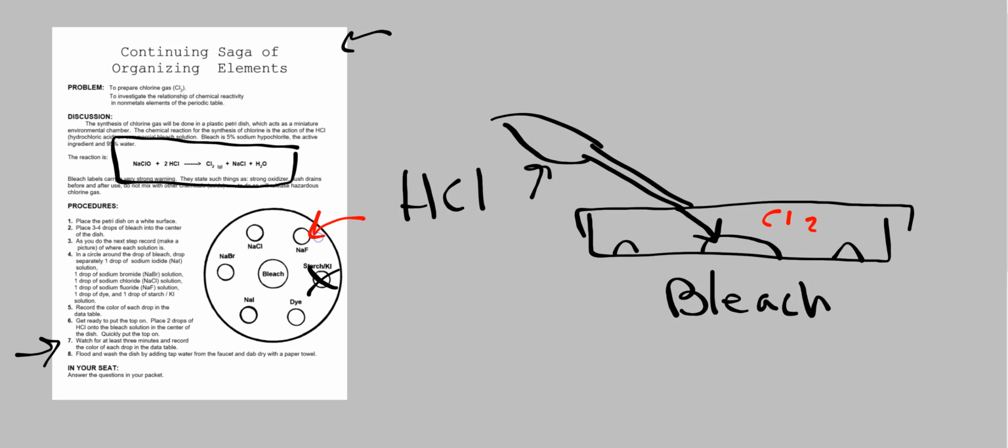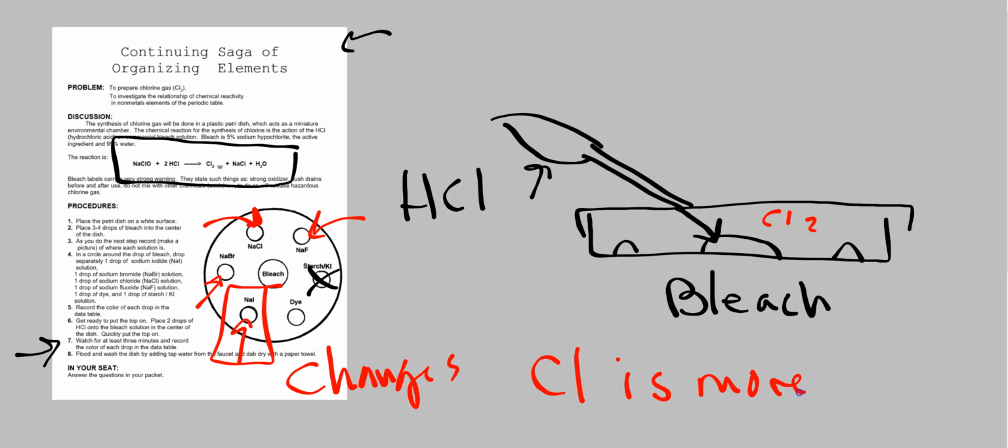And what happens is the chlorine gas will interact with each of these drops here. And it's important you listen to this part right now: if chlorine causes the thing to change color, then chlorine is more reactive than the thing that changed. For instance, let's say you add chlorine to NaI, and this drop changes color. You would record that change in your data table, and you would now know that chlorine is more reactive, that says reactive, just trust me, than iodine. So if the thing changes, then chlorine is more reactive than it is.